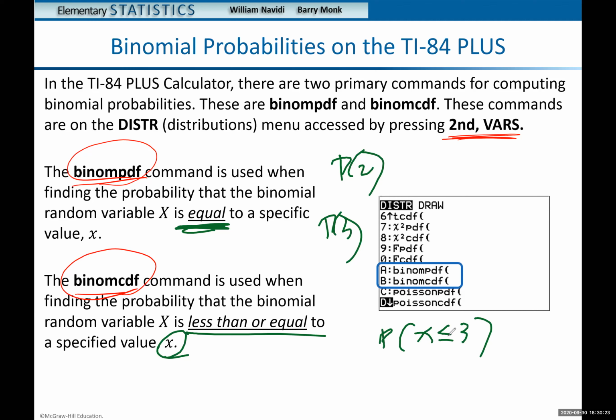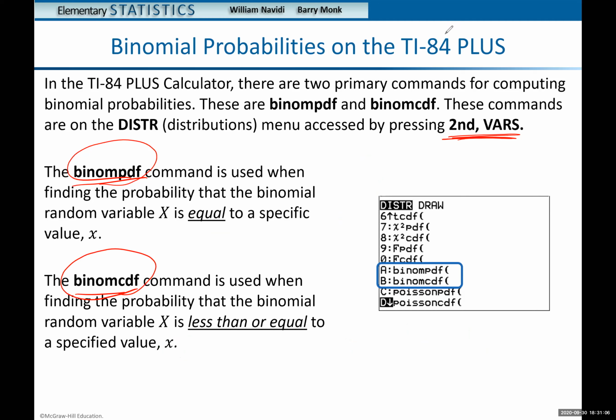What do you mean by less than or equal to? Three or less, meaning 0, 1, 2, and 3. You want to get the probability of 0 plus the probability of 1 plus the probability of 2 plus the probability of 3. Also, if you see "at most 3," it's the same thing as X less than or equal to 3. At most 3 means from 0 to 3. Okay? Let's try solving these problems.